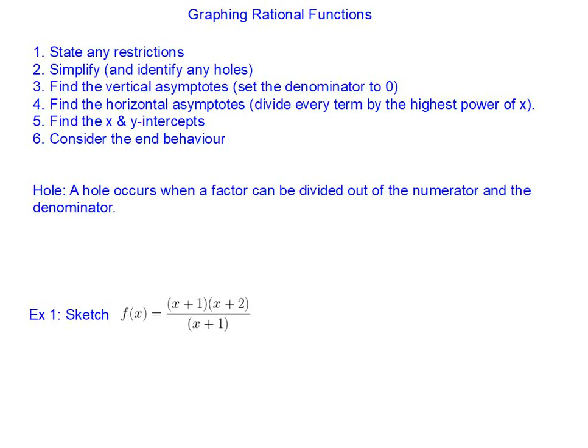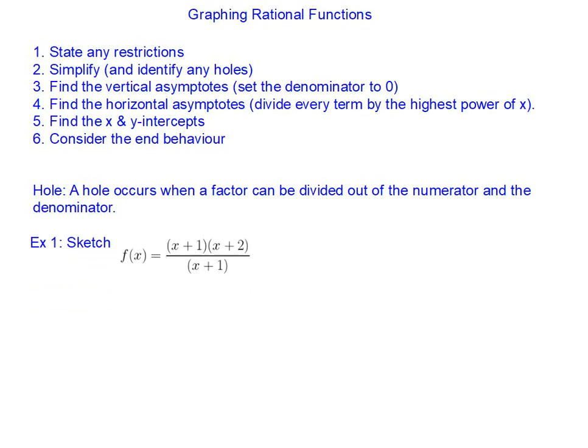If we can do all 6 of those things, then we'll have a good sense of what the graphs are going to look like. Just a reminder that a hole happens when a factor can be divided out of the numerator and the denominator. So we'll have a look at some examples here. In fact, why don't we get started right away in an example, and then you can see what that looks like.